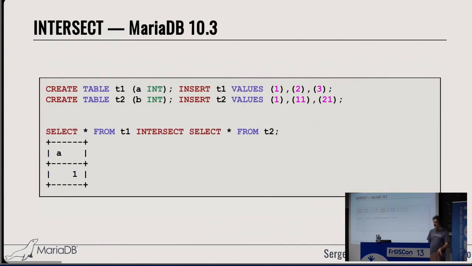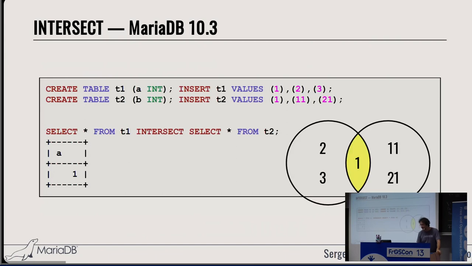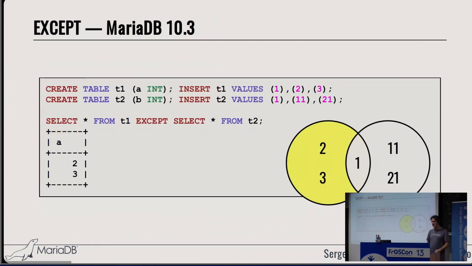But there were two other set operations introduced in SQL 92, which were not in MySQL back then, and they appeared only recently in MariaDB 10.3, which became GA in the end of May, I think. So again, intersect shows only those rows which are present in both result sets. It's a set intersection, and in the Venn diagram you can see that only one number belongs to both circles, so only 1 will be part of the result set. And there's a third operation called except, also implemented in MariaDB 10.3. It's a set difference. It shows all the rows or numbers which are part of the first circle or result set and do not belong to the second circle or result set.